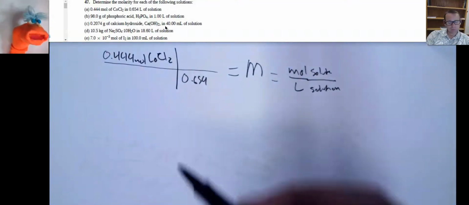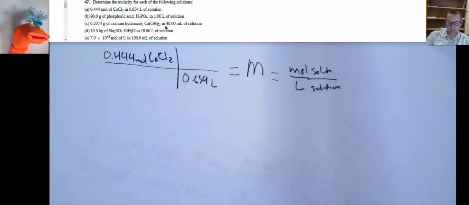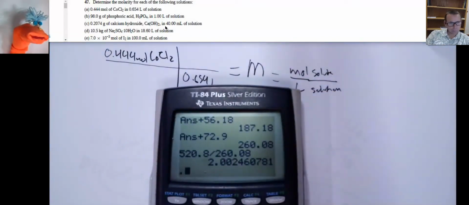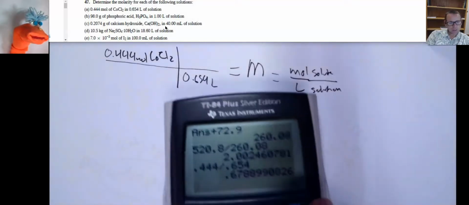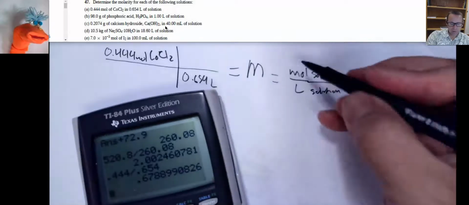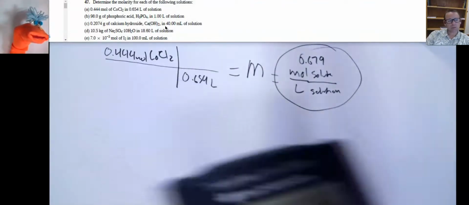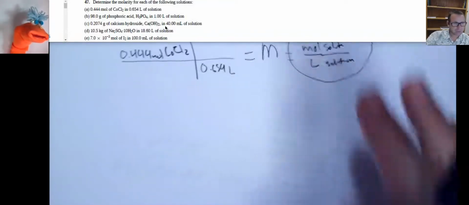Do you need anything above that? I don't. I just need to make sure my units line up to get the moles per liter. So 0.444 divided by 0.654. All right, so 0.679 molar, that's our solution's concentration. Okay.